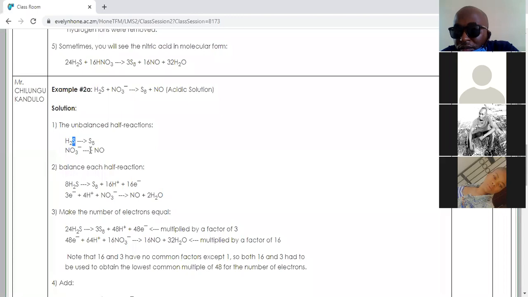Sir, when balancing number 2, can we put the hydrogen and the water wherever we want, or is it mandatory to put the hydrogen on the left side and the water on the right side? For this one, you only add water where there is oxygen. When balancing, yes, the rules are almost mandatory. But sometimes you have to use your own tact.